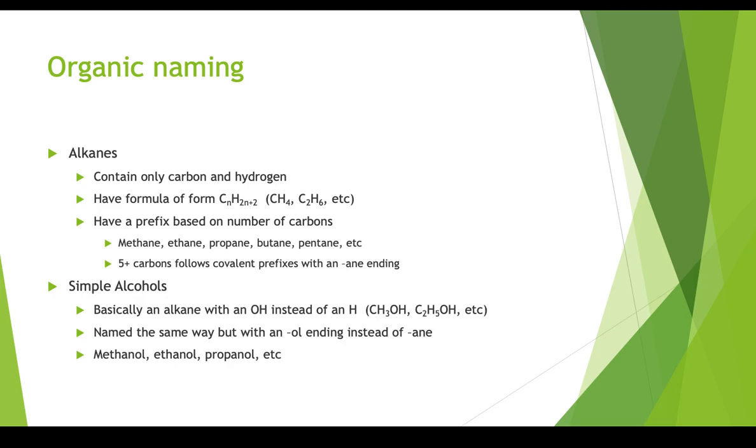C3H7OH would be propanol, and so on. Ethanol and propanol are probably terms or names of compounds you're familiar with, right? Isopropanol in particular is rubbing alcohol. Ethanol is the alcohol that's typically found in alcoholic beverages. Methanol is the alcohol that's usually used in a lot of cleaning agents.